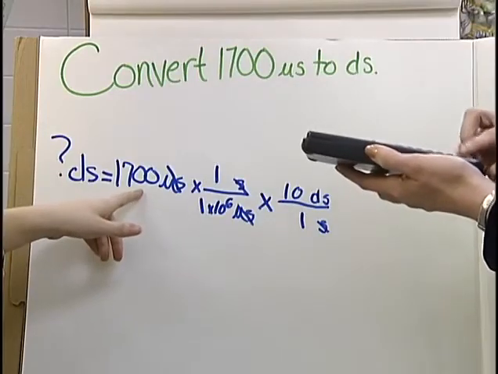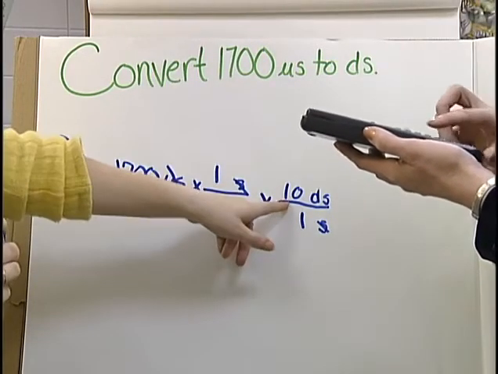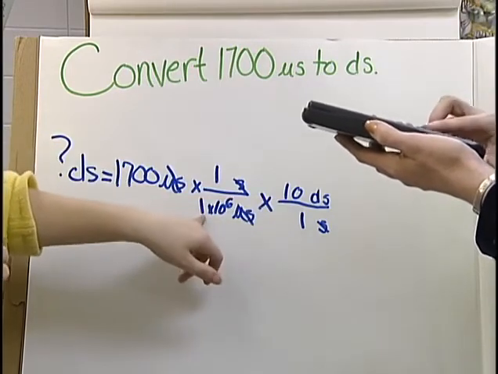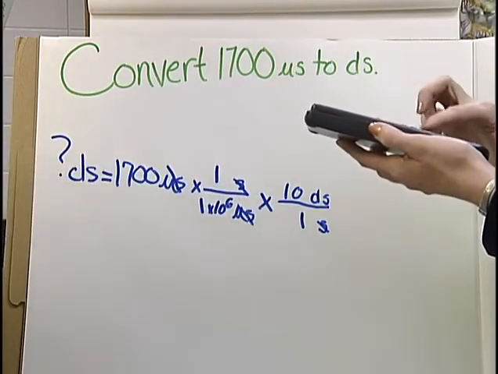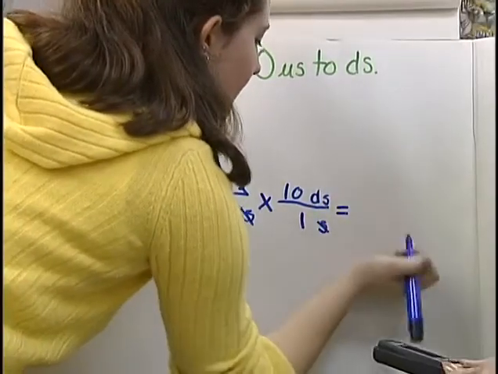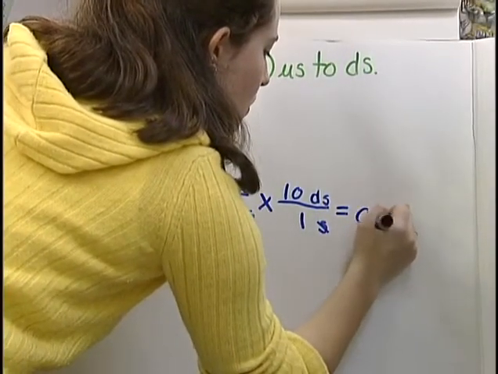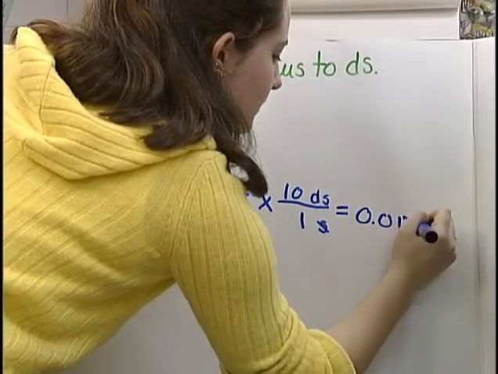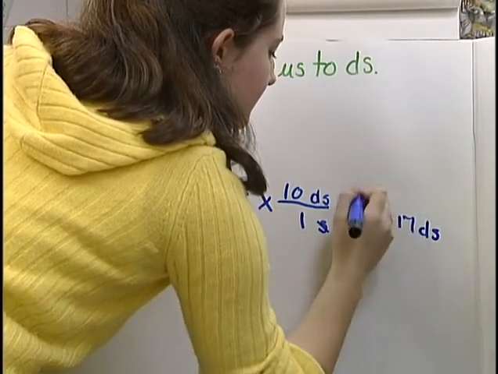Very good. Okay, so let's do the math. You tell me the numbers to press. All right, you have 1,700 times 10 divided by 1 EE 6. Okay. 0.017 decisecond. Very good.